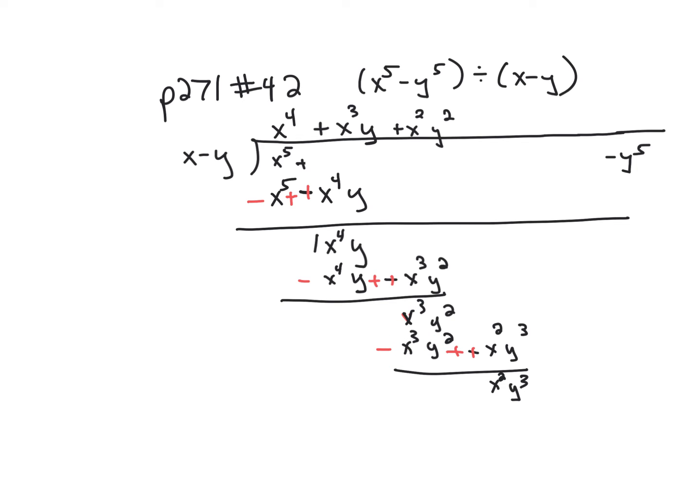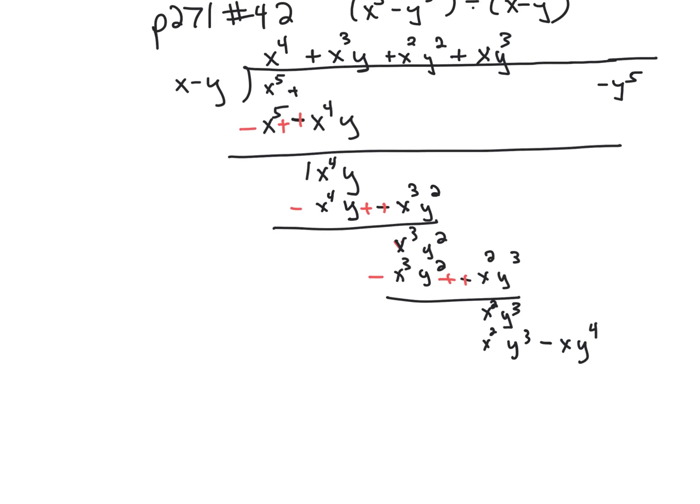Okay, I'm going to repeat the question. What times x will give me x squared y cubed? Well, I need an x, and it looks like you need a y to the third. So let's write that. X times, I'm going to put a plus because I need an x to get the x squared, and then I need a y cubed. So I'm going to multiply this term times this binomial using distributive, and I get x to the second y to the third, and then minus x, y to the fourth.